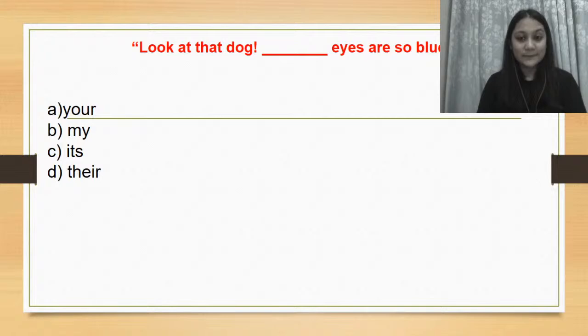So the correct answer will be, okay, wait. Look at that dog. Their eyes are so blue. No, but it's talking about a single dog, right? And it is not getting any human attributes, right? For animals, we do use its. The correct answer is, look at that dog. Its eyes are so blue.